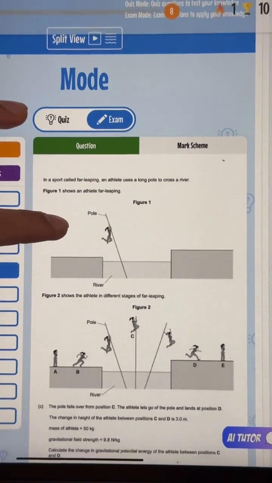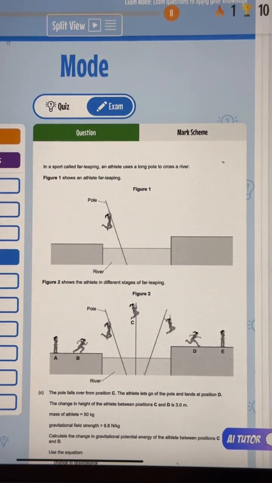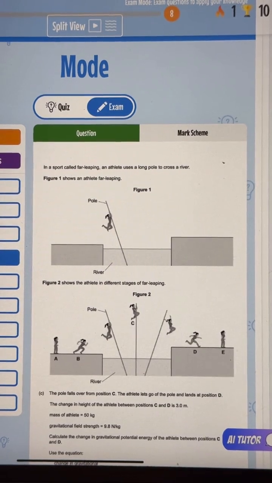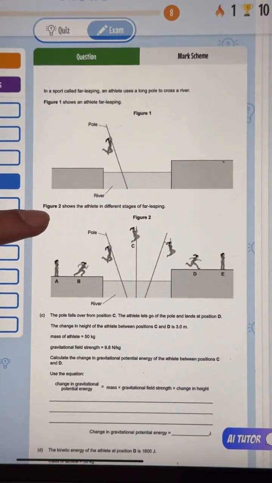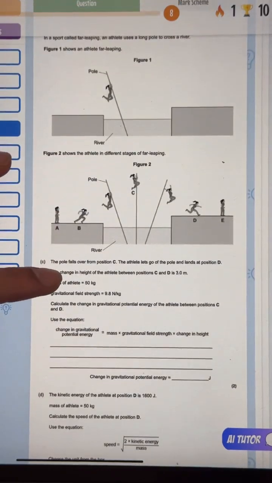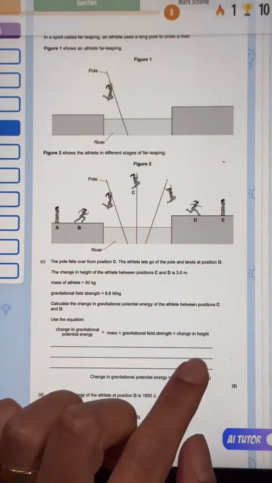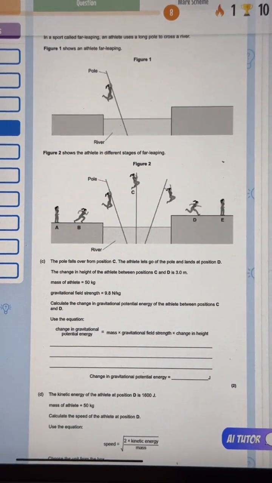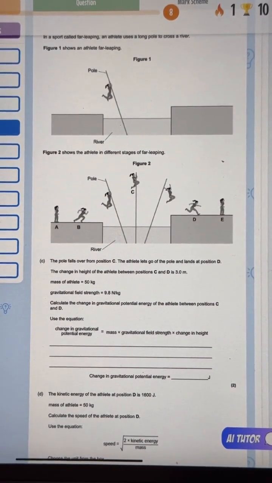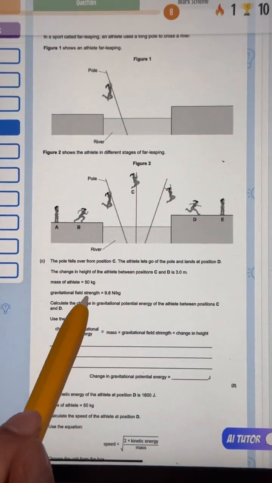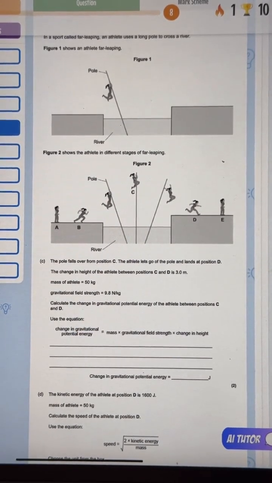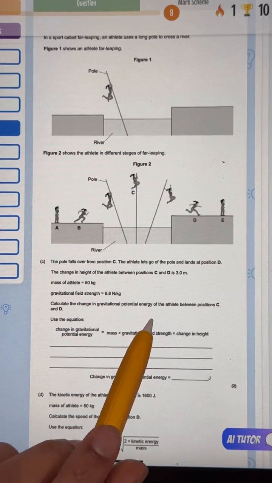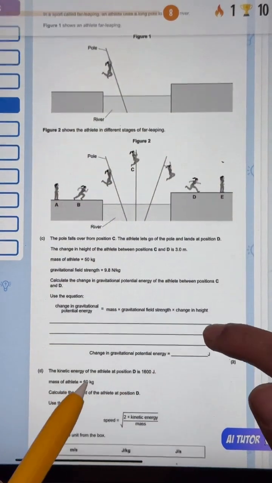In a sport called far leaping, an athlete uses a long pole to cross a river. Figure 1 shows an athlete far leaping. Figure 2 shows the athlete in different stages of far leaping. The pole falls over from position C. The athlete lets go of the pole and lands at position D. The change in height of the athlete between position C and D is 3 meters. The mass of the athlete is 50 kilograms and the gravitational field strength is 9.8 newtons per kilogram. They say calculate the change in gravitational potential energy of the athlete between positions C and D.